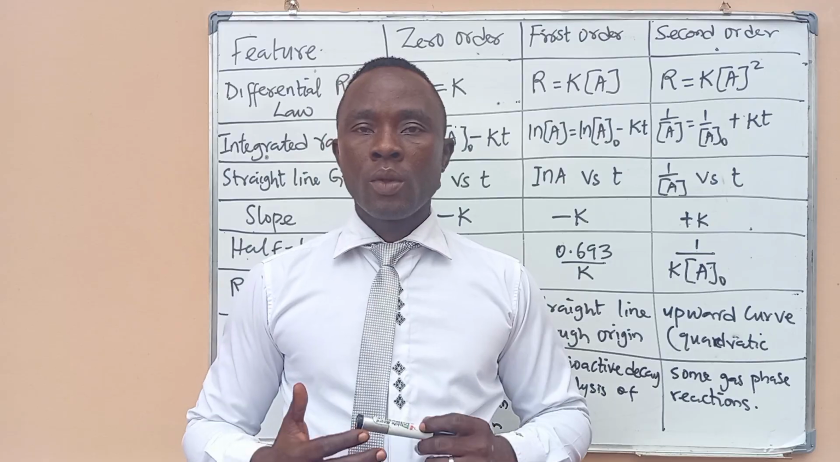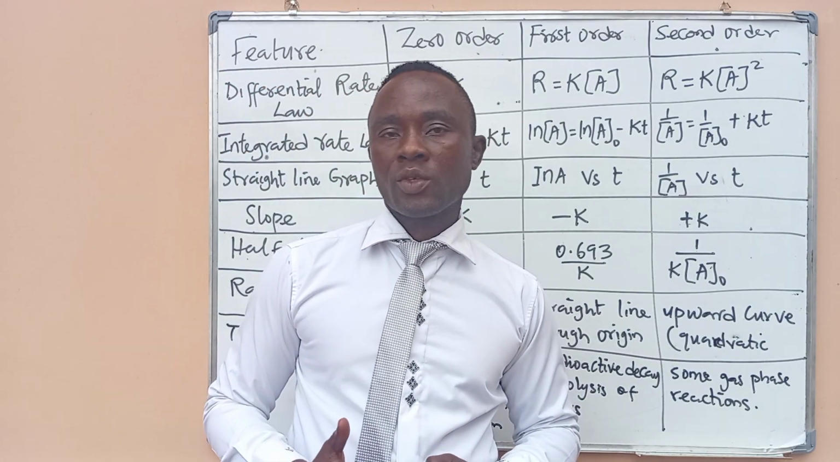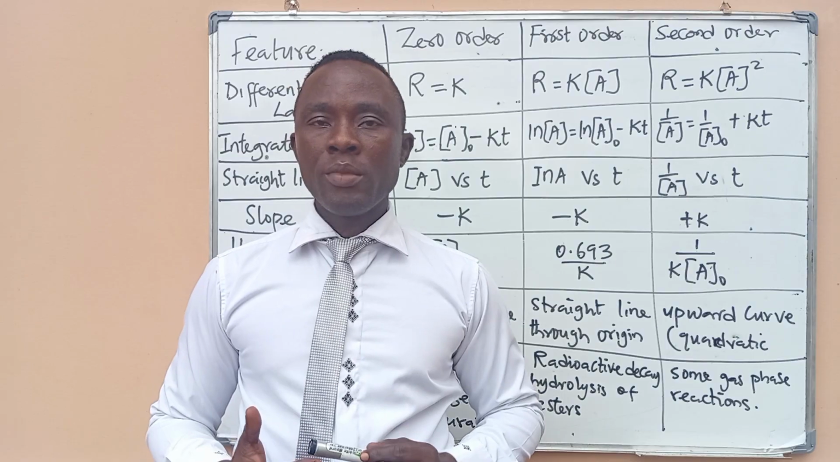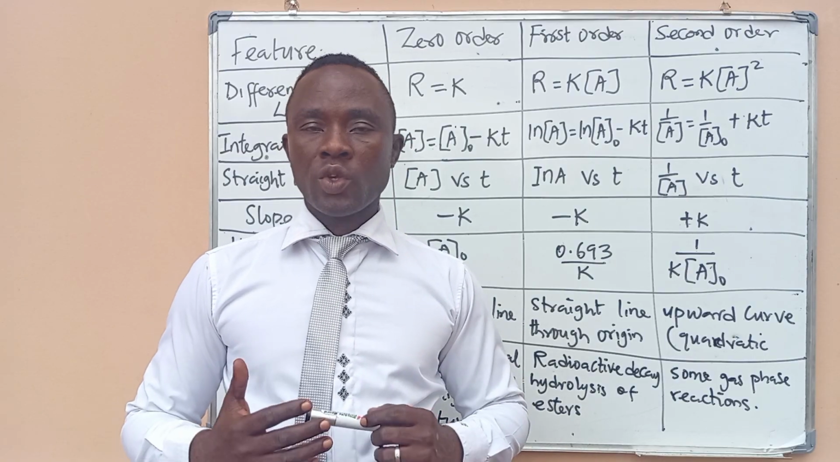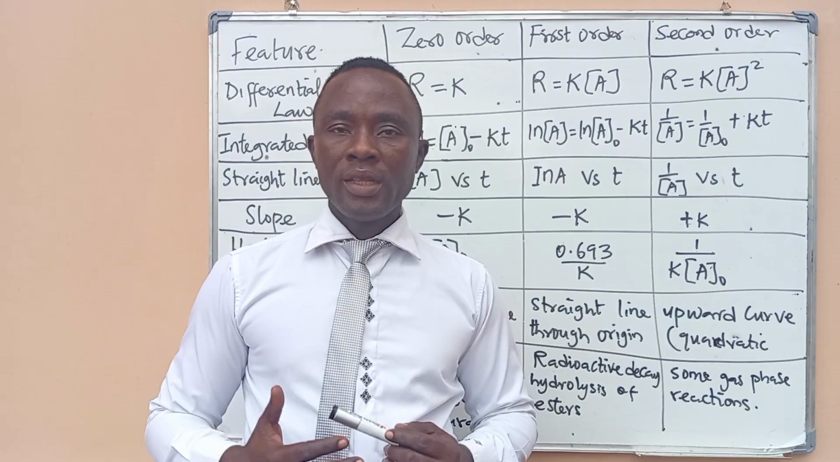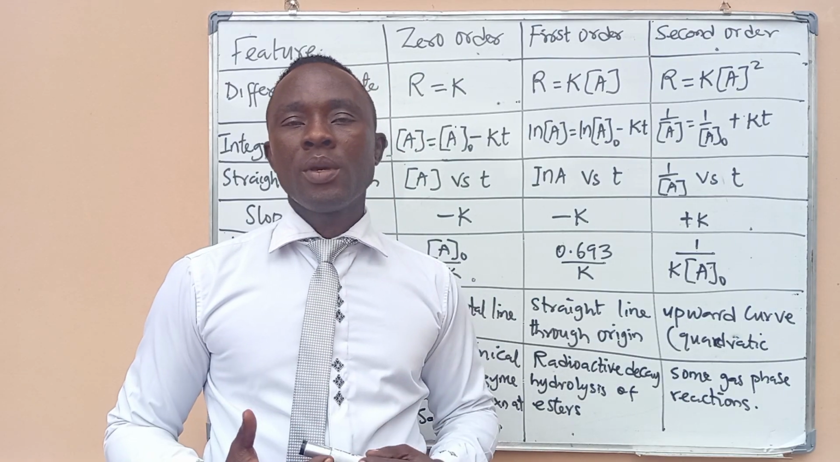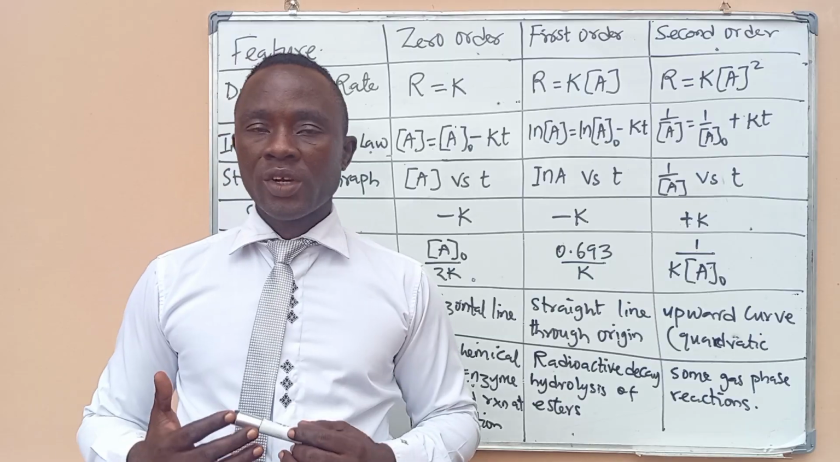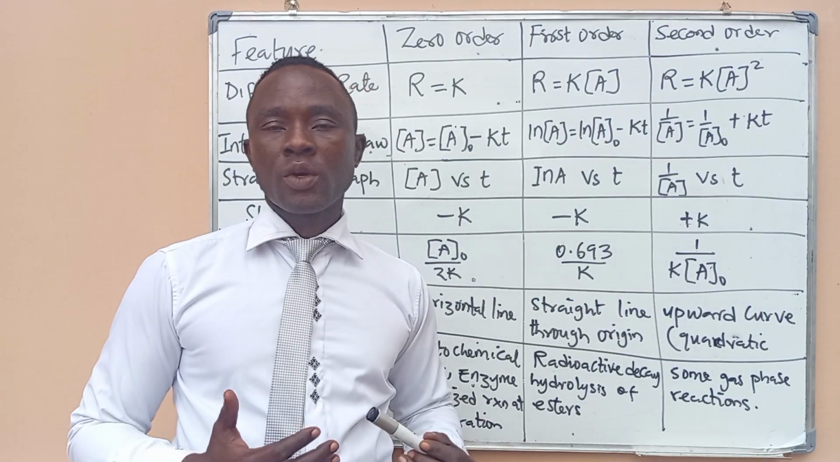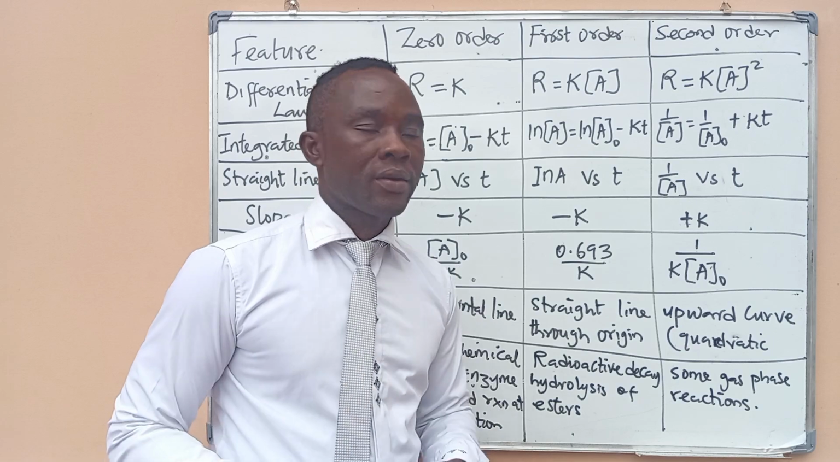Earlier we did chemical kinetics, and we saw different orders of reaction. I just want to make this video to show you the summary of all the different orders of reaction, the features of each order of reaction, so that you'll be able to know how to differentiate zero order reaction from first order from second order reaction.